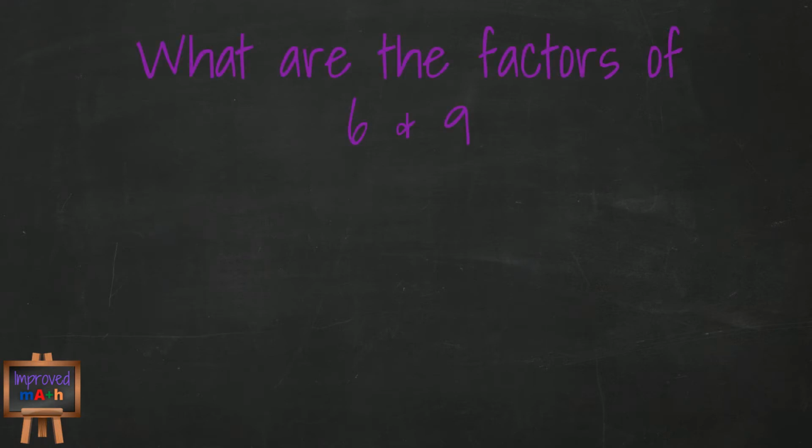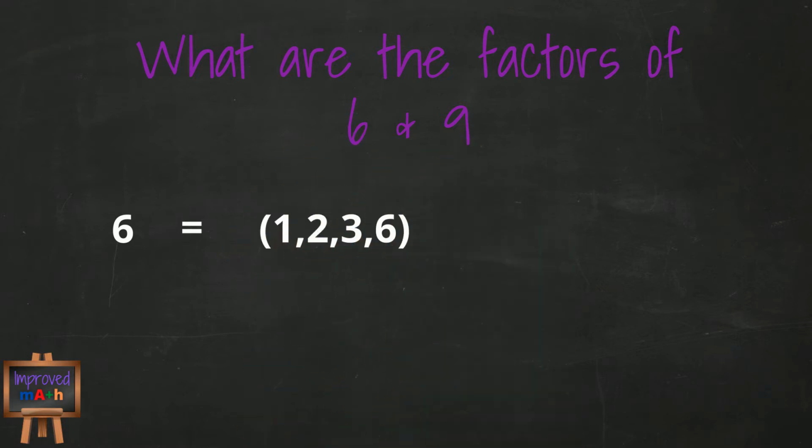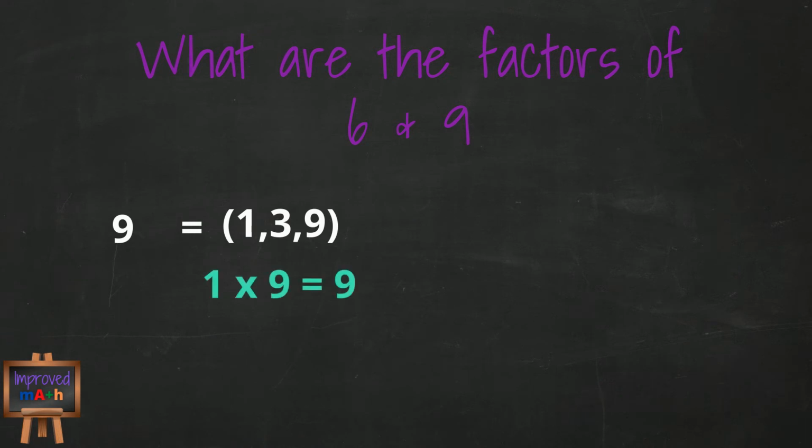Let's say we want to know the factors of 6 and 9. We find all the numbers that multiply together that equal 6 and 9. So the factors of 6 would be 1, 2, 3, and 6. 1 times 6 is 6, and 2 times 3 is 6. So the factors of 9 would be 1, 3, and 9. 1 times 9 is 9, and of course 3 times 3 is 9.